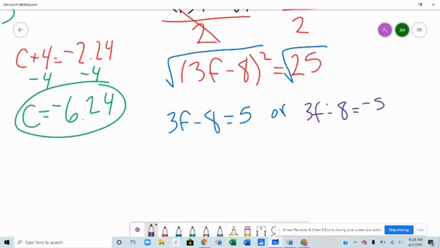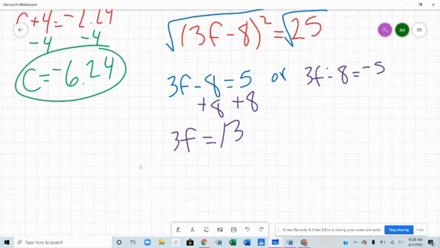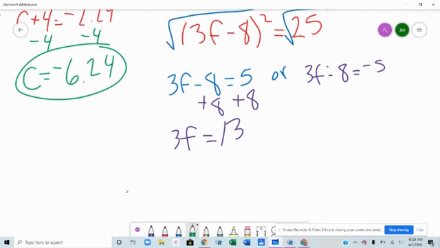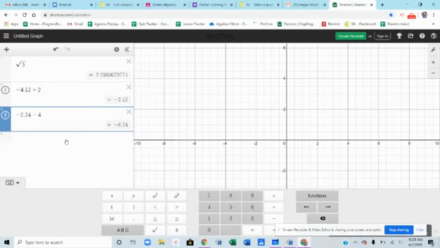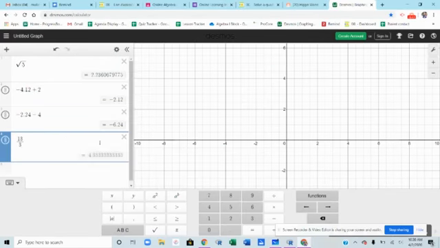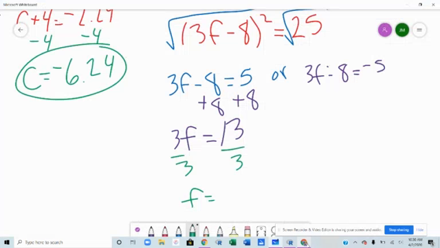Now you can finish solving both of these. Now there's a couple more steps on these ones. I have 3f minus 8 equals 5. You should add the 8 to both sides. Leaves you with 3f equals 5 plus 8, 13. You have 3f equals 13. You can get rid of your 3 by dividing. f equals 13 divided by 3, 4.33.